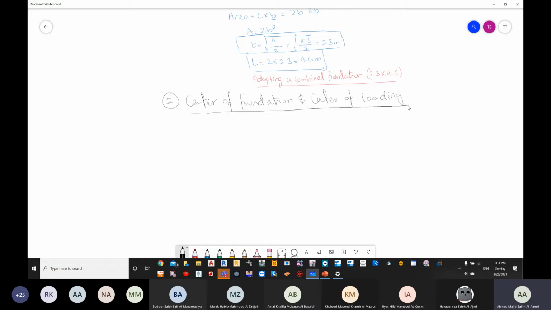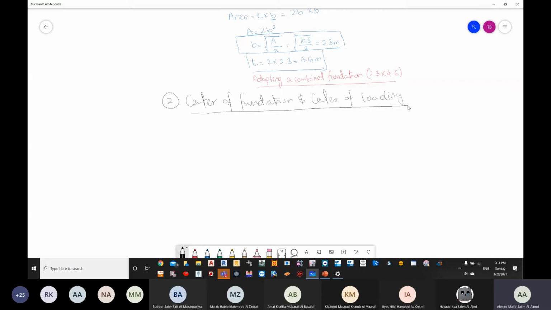Now, if you remember, we said the larger column would require a larger foundation. In terms of loading, the column which takes lighter loading will have a smaller foundation. So based on this, we are going to work out where the center of loading is, and that center of loading is going to be the same as the center of foundation.